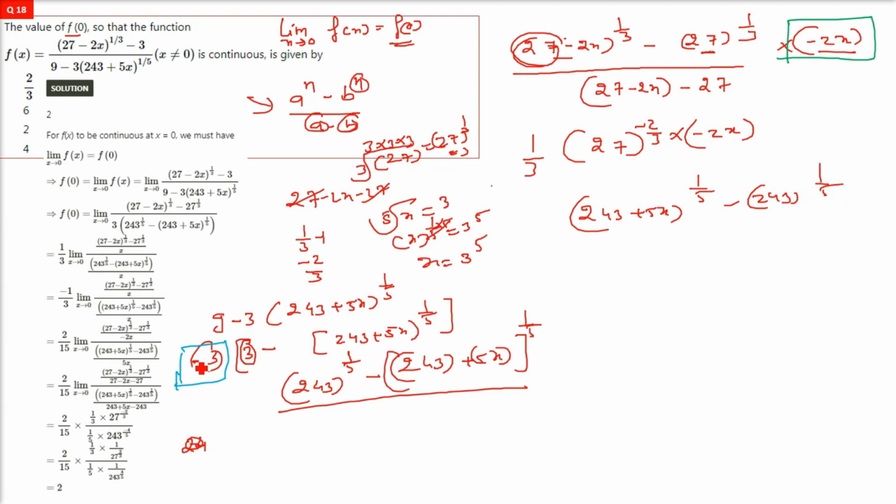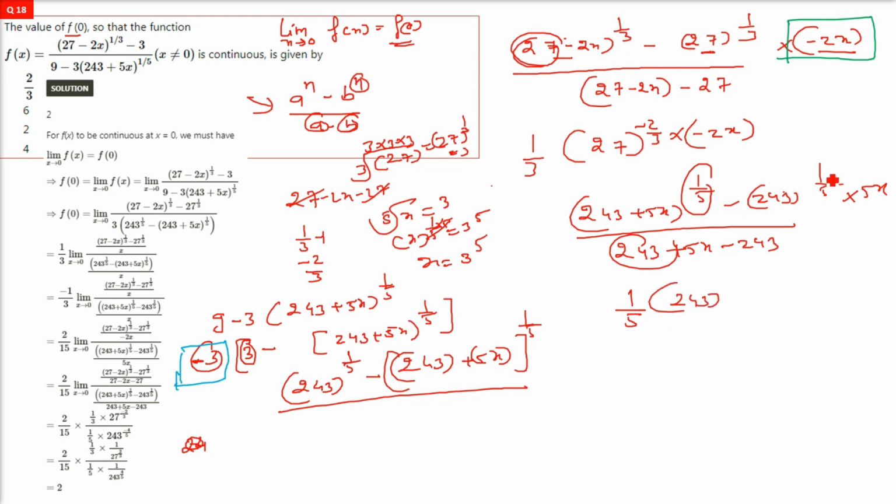And since we have done this, we have to take the negative outside. So we have minus 3 outside. And we have to have in the denominator 243 plus 5x minus 243. But when you solve it, you will get a 5x extra. This 5x extra has to be put in the numerator of the denominator, because we are dealing only with the denominator. So 1 by 5, what is the solution? 1 by 3. Now 243 to the power 1 by 5 minus 1. 1 by 5 minus 1 is what? Minus 4 by 5. Here minus 4 by 5.